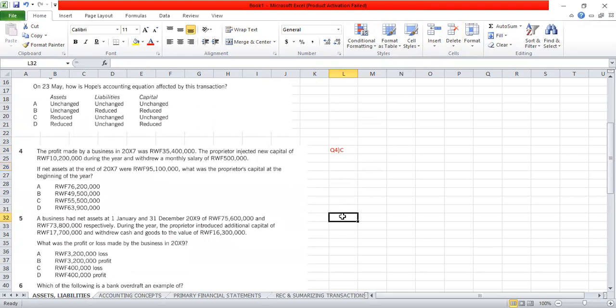Question number 5. A business has net assets at 1st January and 31st December 20x9 of 75 million and 73.8 million respectively. During the year, the proprietor introduced additional capital of 17.7 million and withdrew cash and goods to the value of 16.3 million. What was the profit or loss made by the business?